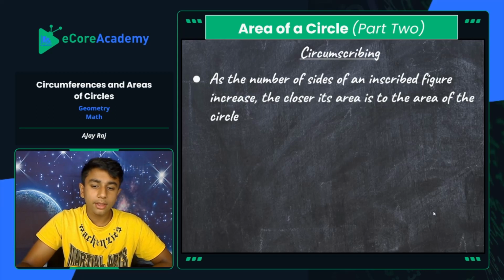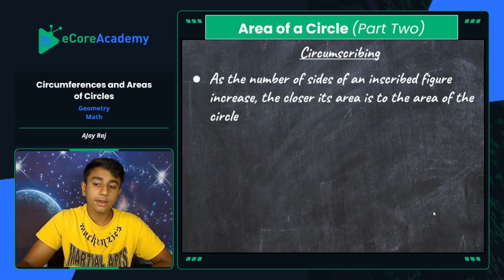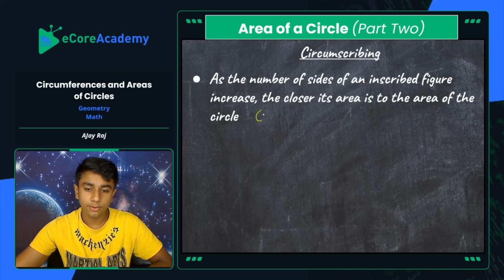When you're circumscribing, as the number of sides of an inscribed figure increase, meaning this figure that's inside that circle, as its number of sides increase, the closer that its area is to the area of a circle. And this is basically referring to regular polygons only. It's not always going to be true in other cases. I'm just going to refer to this as regular polygons, as it can apply to irregular polygons as well.